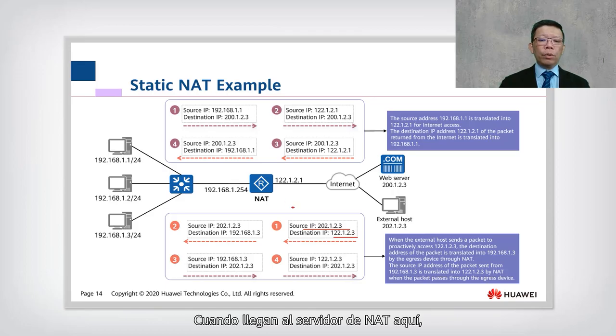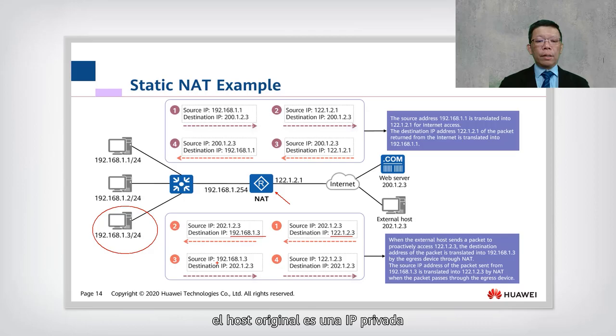When it reaches the NAT server, which is here, this is my NAT server, it will actually do a translation. Look into this translation. The destination of 122.123 is being translated into 192.168.1.3. Similarly, when this host replies, as you can see the original host is a private address, and when it passes through the NAT, this private IP address is being translated into a public IP address 122.123. So we call this a static NAT.